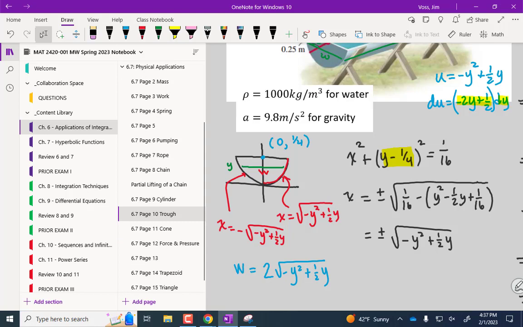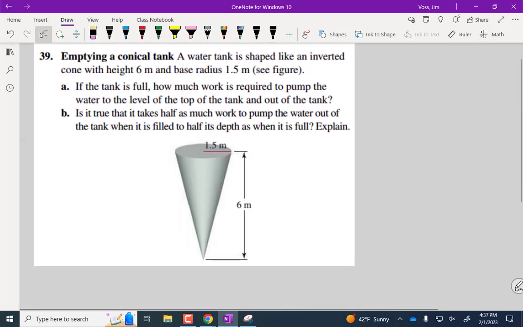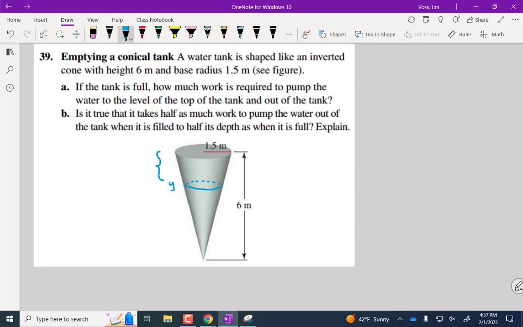All right. Let's do a cone. So same ideas. We're going to think about a representative slice. And what is the geometric shape of our representative slice? Circle. Thank you. We are slicing horizontally where gravity is constant and distance is constant for the distance traveled by each particle of water. So there is our representative slice at y. How far does that slice have to travel? 6 minus y.